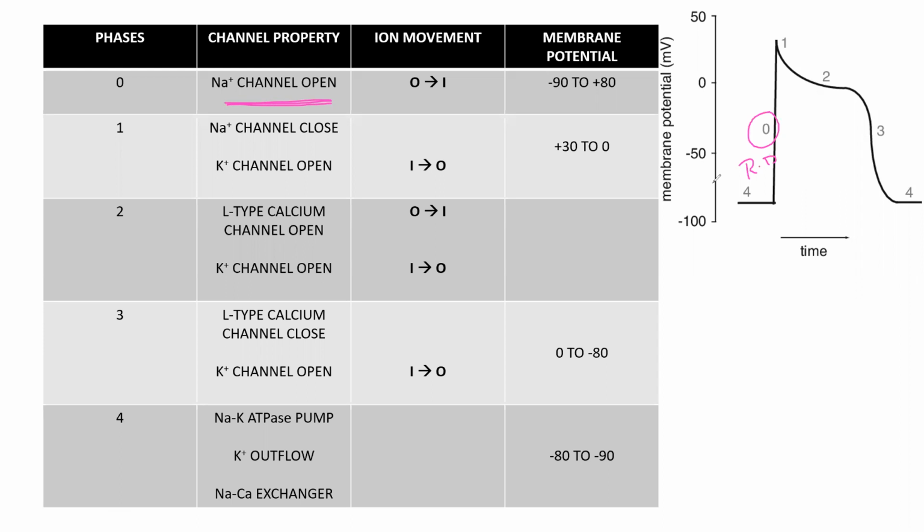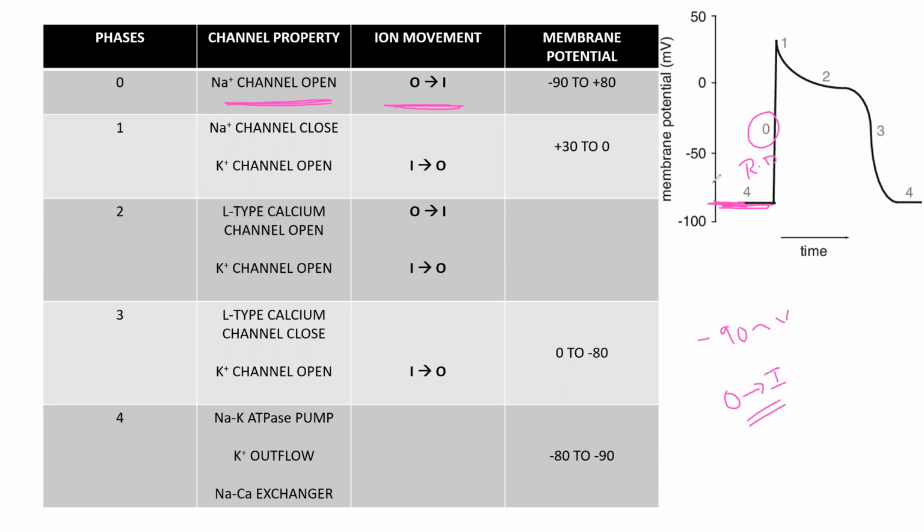Before going to phase 0, I just want to give a small point. The resting membrane potential of the cardiac myocyte is minus 90 millivolts. It stays at minus 90 until the action potential comes. When the threshold value is reached, the sodium channels open. Through the sodium channels, the sodium ions move from outside to inside.